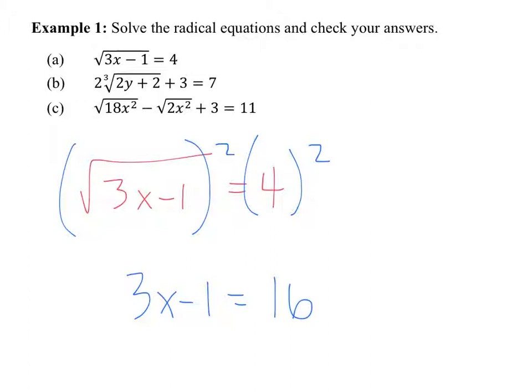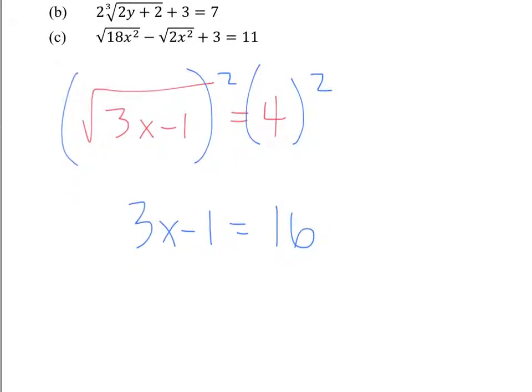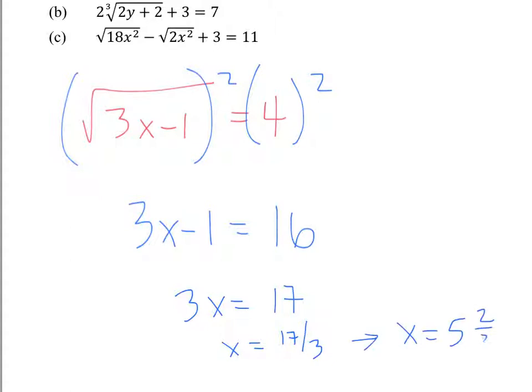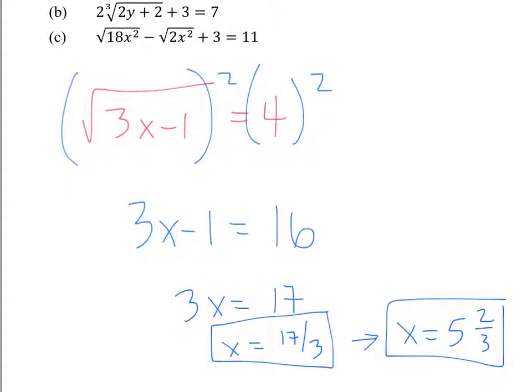At this point in time, what do we do? Luca, what do you got? X equals 5 and 2/3. So 3x equals 17, and 17 divided by 3 is 5 and 2/3. Okay. Again, either answer is correct, obviously. Now, they're the same answer.